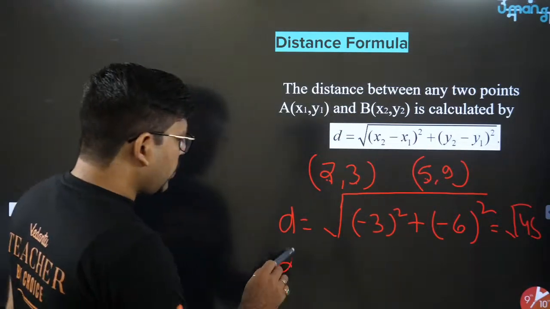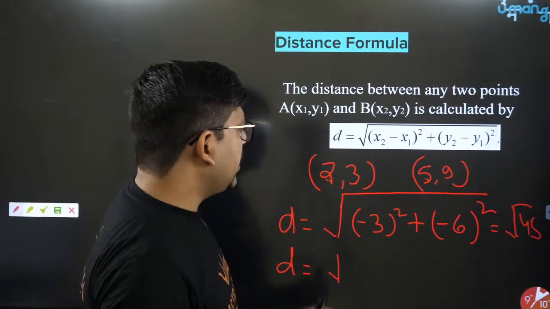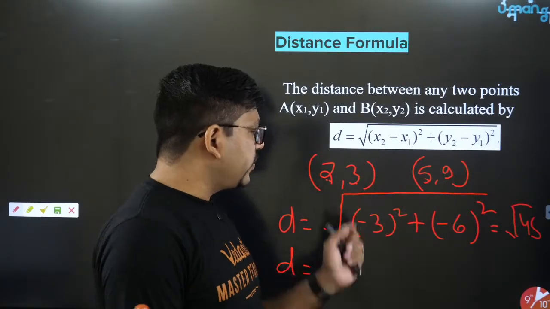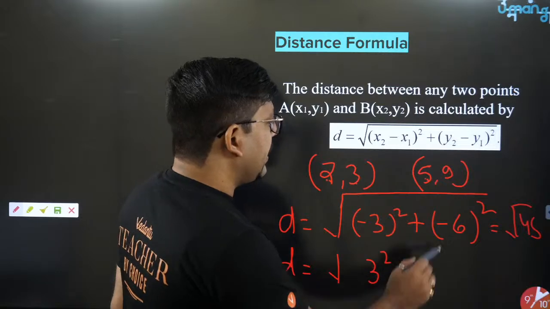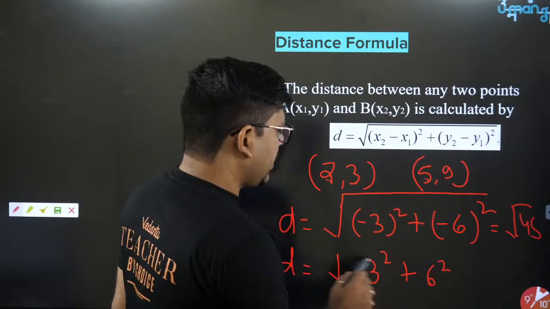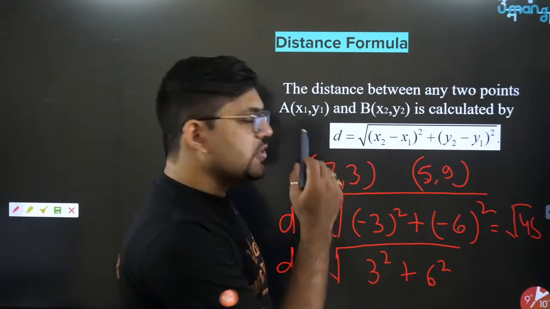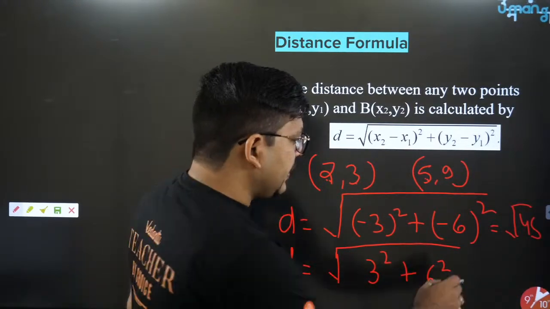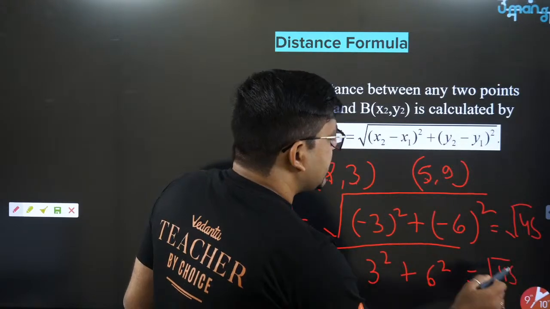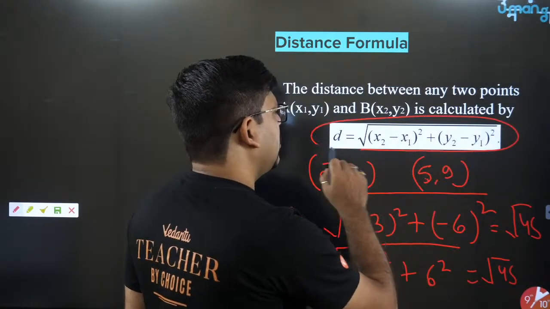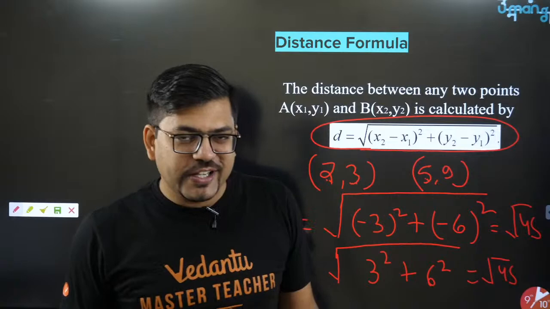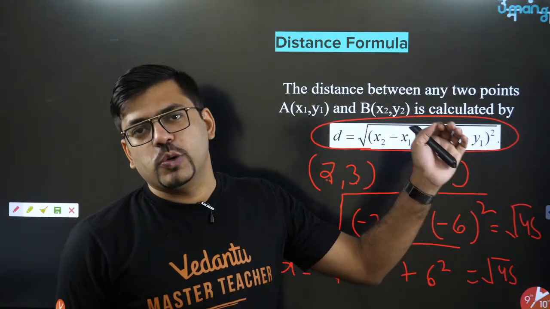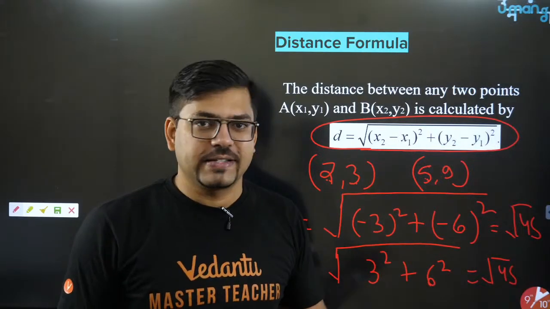Or if you are calculating d with root under, and you do 5 minus 2, that is again 3 square, and then plus 9 minus 3, which is 6 square. So whether you write minus 3 whole square or 3 square, it does not make a difference. Hence in both situations the formula would be the same. Either you write x2 minus x1 whole square or x1 minus x2 whole square. Similarly, y2 minus y1 whole square or y1 minus y2 whole square. That's it, that's the answer.